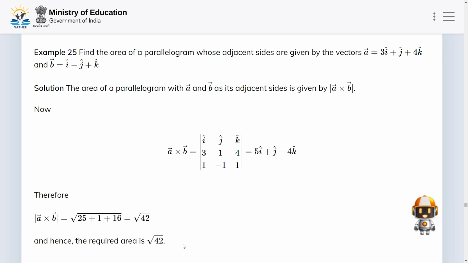So for now, this is it from the perspective of examples. Okay, so in today's session we will be stopping here. In the next upcoming session we will be seeing the exercise related to this concept, vector product or cross product, which is exercise 10.4.